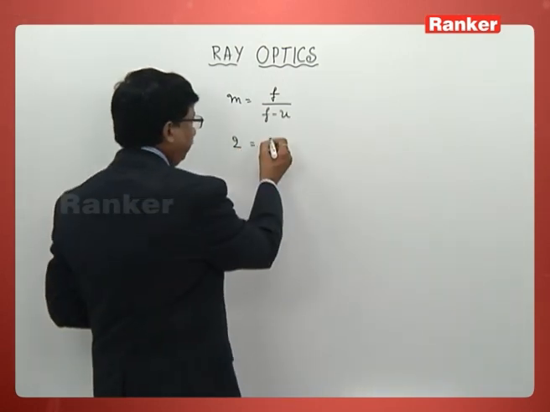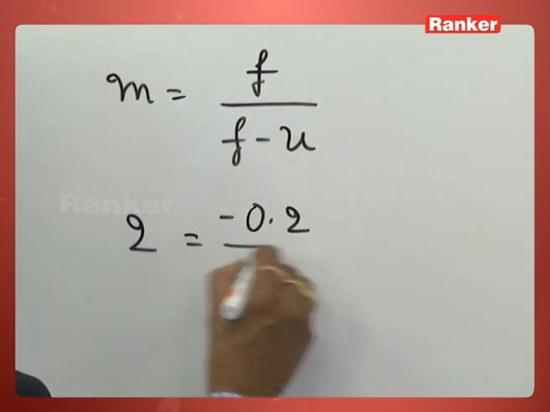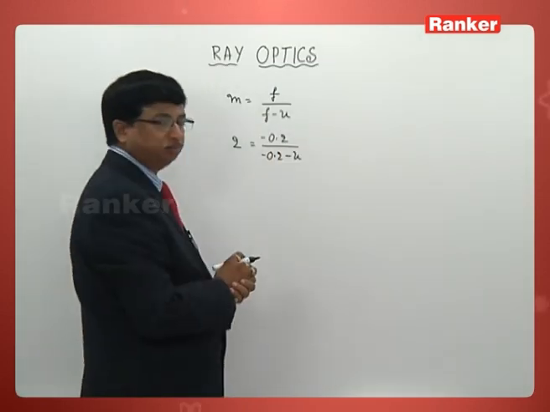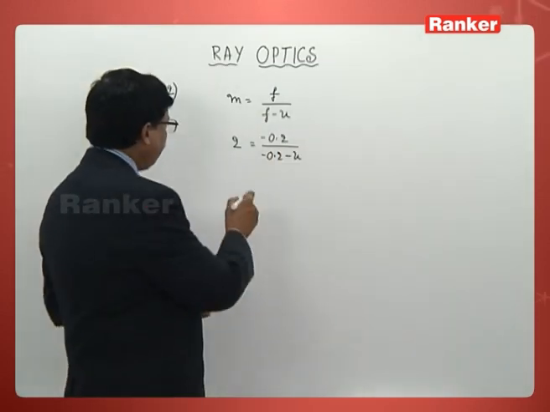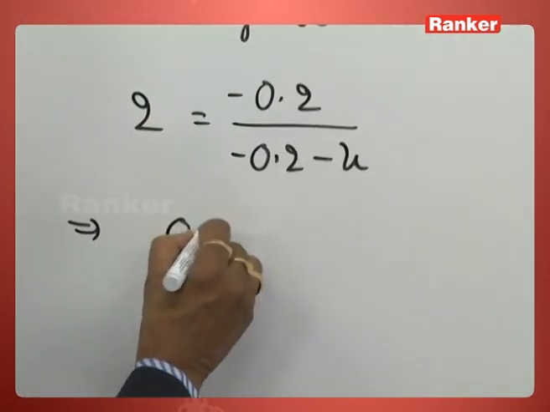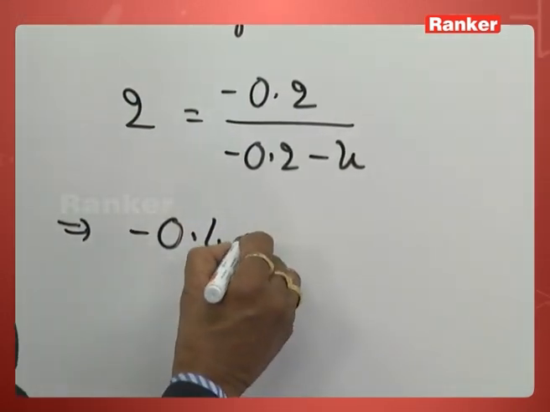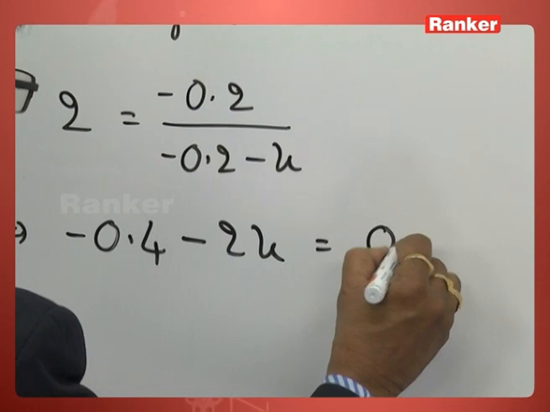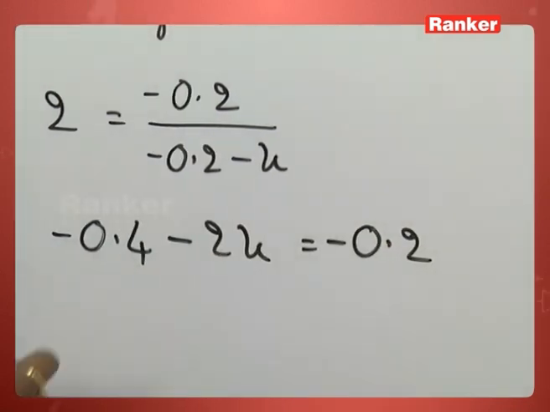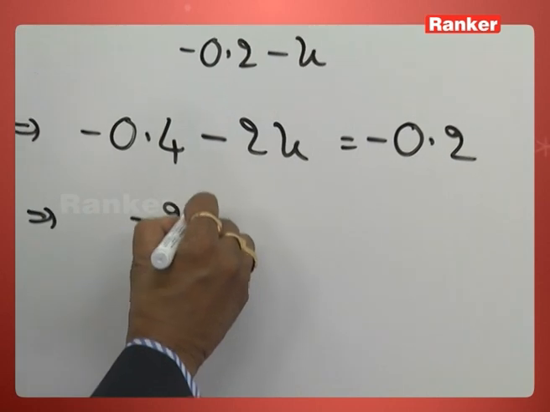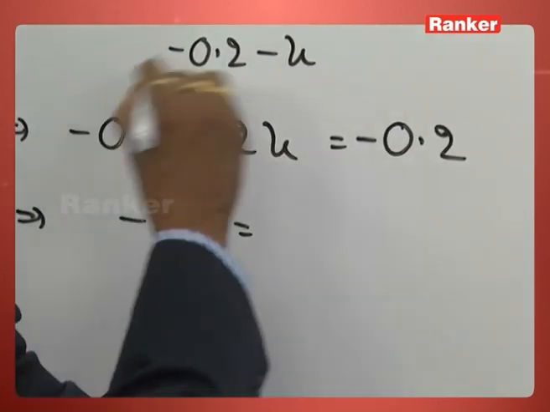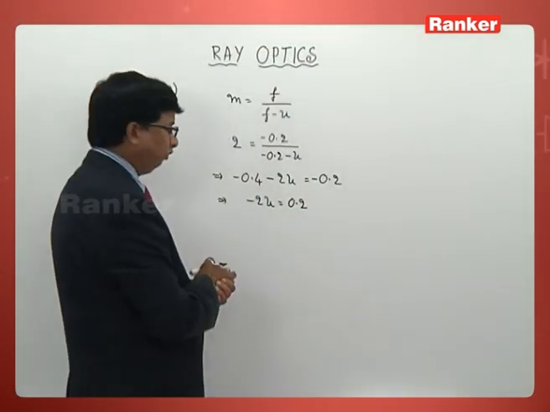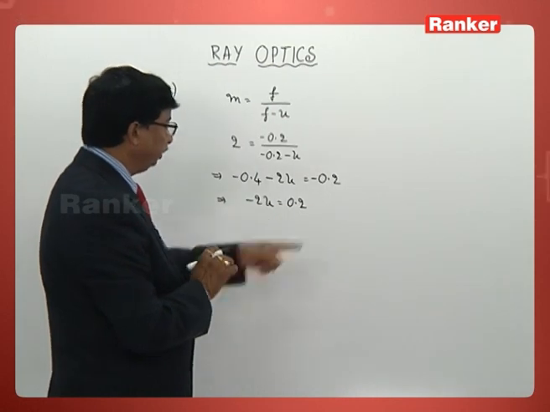And F is now should be taken as 0.2 with a negative sign. This also is 0.2 with a negative sign minus U. Now just cross multiply this whole thing please. This is now 0.4 with a negative sign minus 2U is equal to 0.2 with a negative sign. So what can we write now? Minus 2U is equal to 0.4 going that side, 0.4 minus 0.2, it's going to be 0.2, with what value? Positive value in this case.